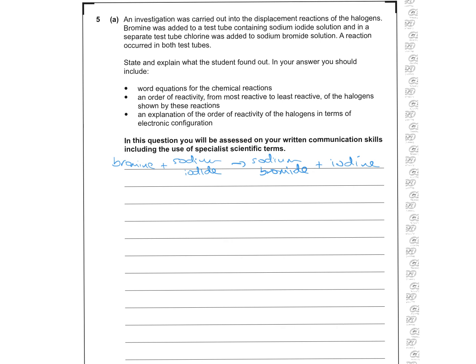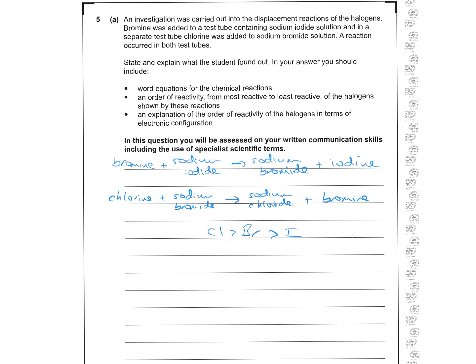And then I'm going to do the same thing for the other reaction, chlorine and sodium bromide. Again, chlorine is more reactive than the bromine, so we get a displacement reaction occurring. On to the next bullet point. We have to determine an order of reactivity from the most to least reactive. Well, bromine displaces the iodine, so that means bromine is more reactive. Chlorine displaces the bromine, so chlorine is more reactive than the bromine. So it's chlorine, then bromine, then iodine.